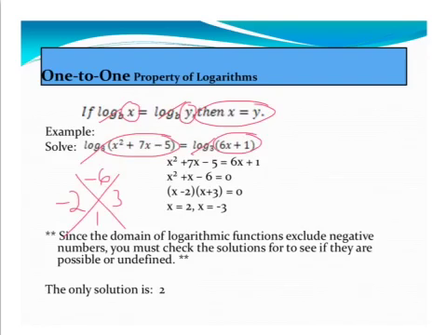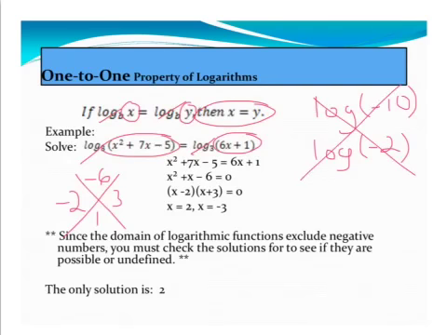However, with logs, you are not allowed to take the log of a negative number. Feel free to try it in your calculator. You could type in log of negative 10, and you're going to get an error message. Even if you did log of negative 2, you're going to get an error message. They will not work. So I have to check and make sure my solutions work, make sure that they're positive. So when I plug 2 into this first one here, I'm going to get 2 squared, which is 4, plus 7 times 2, which is 14.